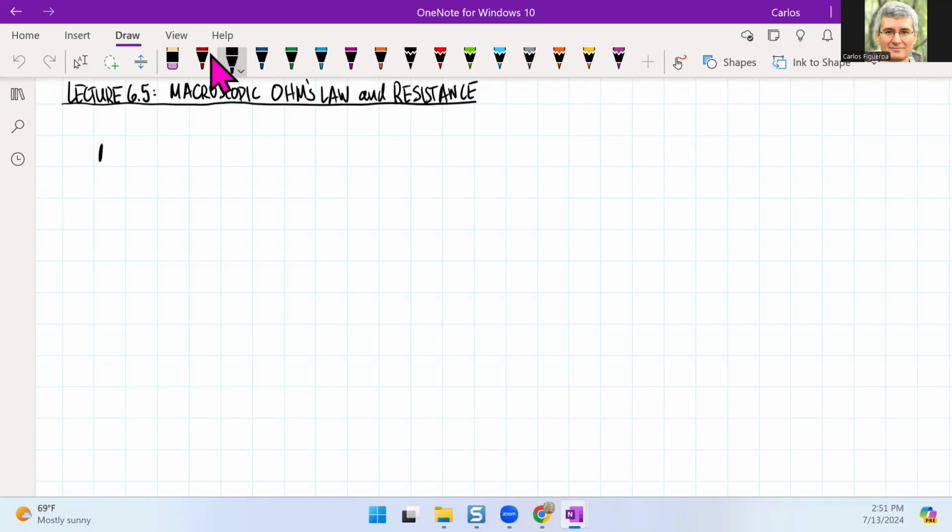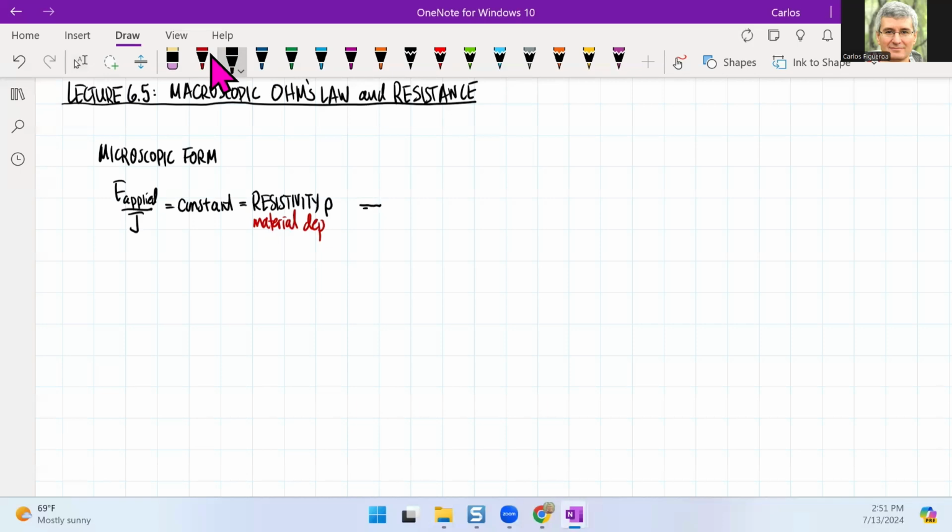So if I look at the microscopic, we wrote that the applied electric field divided by the current density, that this was a direct proportionality. And we found out that this was the resistivity, which we defined as rho. This guy here is material dependent.